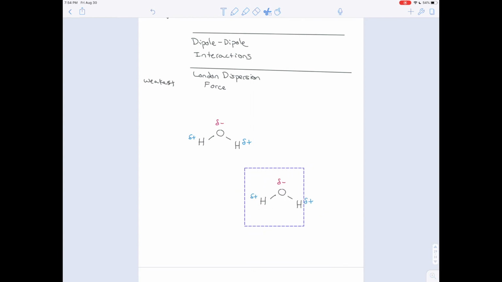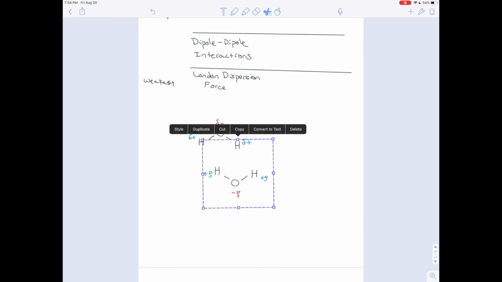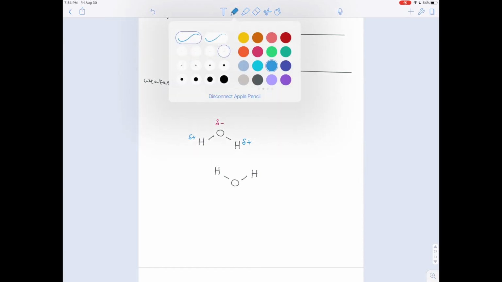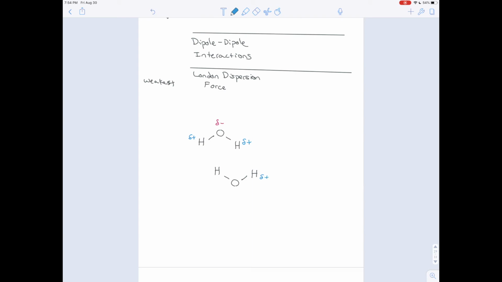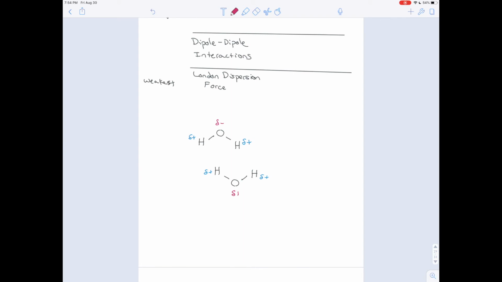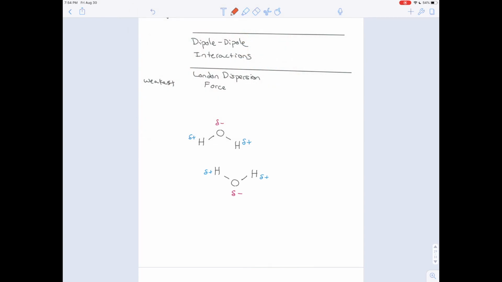Now if you have two water molecules and they brush past each other, and here let me just write these right side up. If these two molecules come together, how do they interact? Well, the slightly negative charge on one oxygen is going to want to stick to the slightly positive charge on a hydrogen. And that attraction there is called a hydrogen bond.